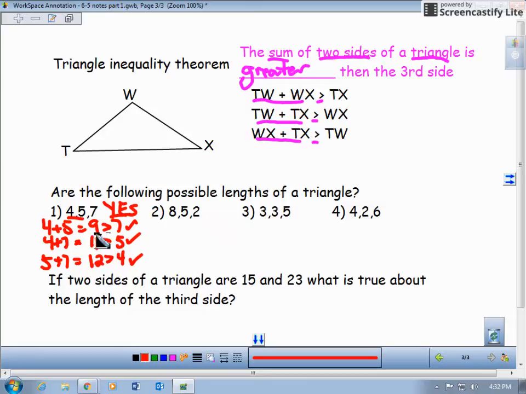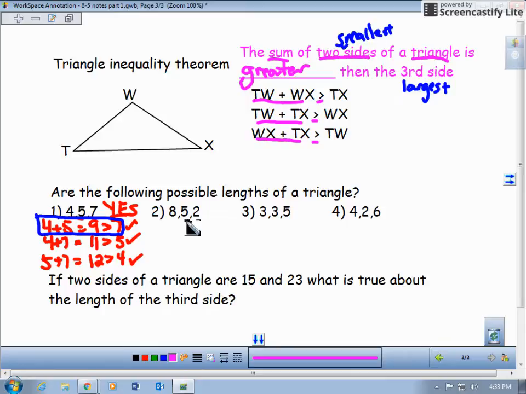You might ask yourself, do I need to do all three of these, Mr. Frithmiller? And the answer is really no, you don't. The only one you really have to test is this one right here: the two smallest sides must always be greater than the third side. So you could change this to: the sum of the two smallest sides always has to be greater than the largest side. And as long as that one works, the other two should work out.